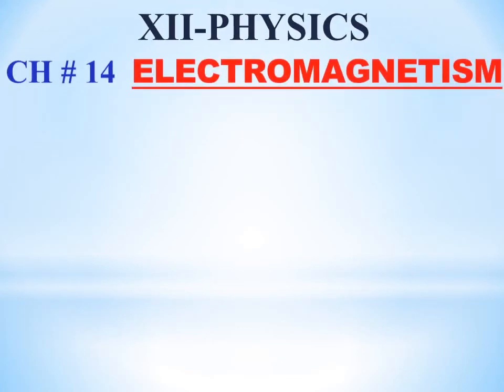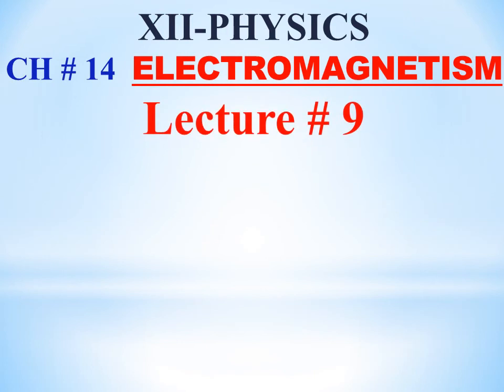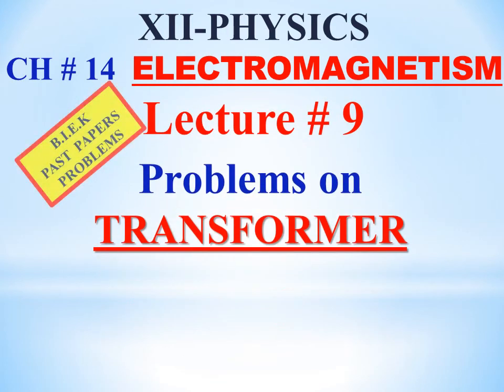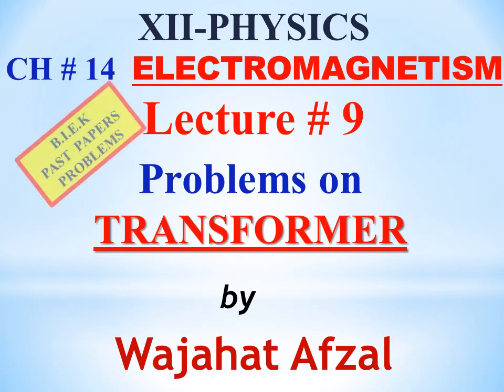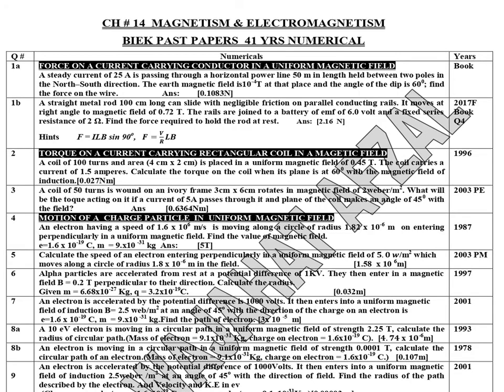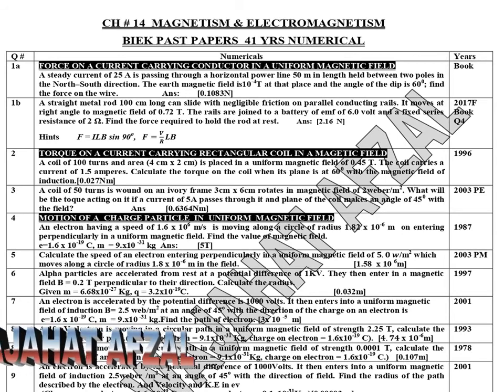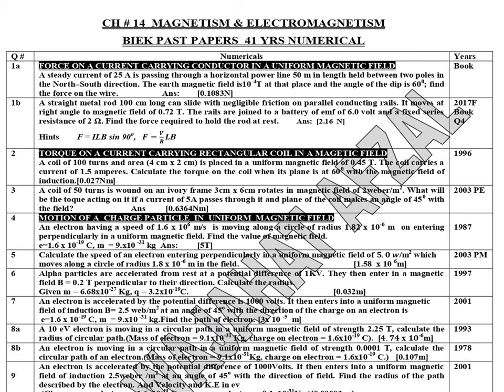So in this lecture class, lecture number 9, chapter number 14, electromagnetism, I am going to solve the problems on the transformer, and this is the last lecture of this chapter. All topics have been covered. So these are the few problems which I am going to solve or discuss in this chapter. There are almost 38 problems in this chapter.